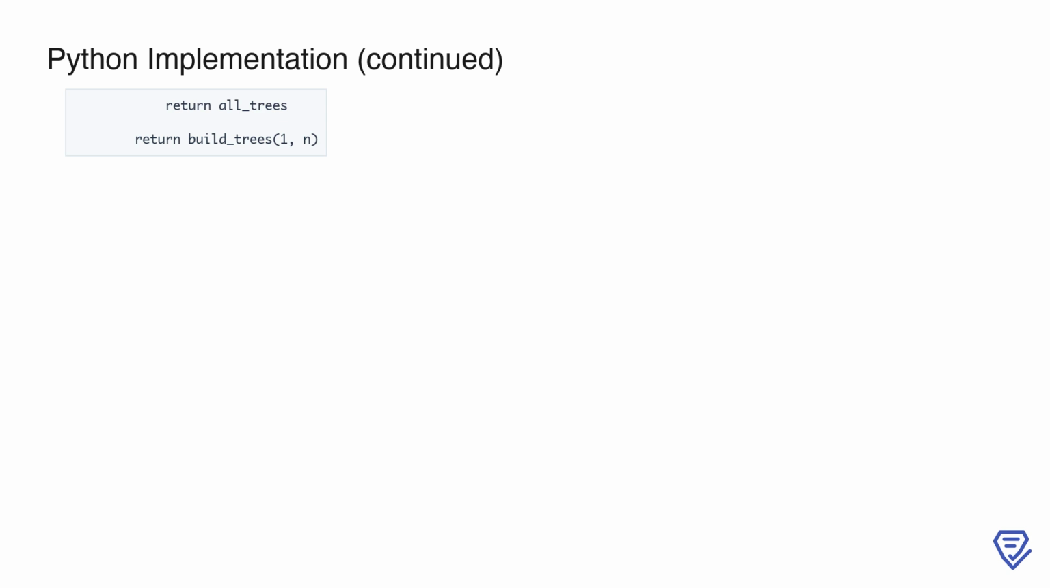This root node represents one unique binary search tree, so we append it to the all_trees list. After exploring all possible root values within the range, we return the all_trees list, which contains all valid BSTs for the given range. Finally, in the generateTrees method, we call build_trees with the range 1 to n and return its result. This ensures that all possible unique binary search trees with values from 1 to n are generated and returned as a list. This approach efficiently combines recursion and backtracking to systematically explore all possibilities while maintaining the BST property.